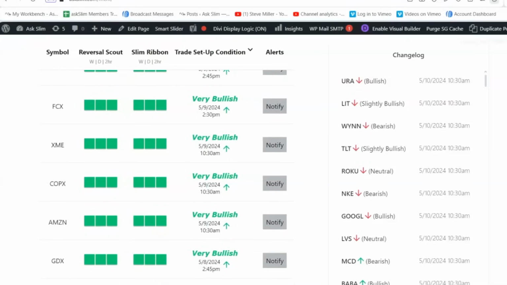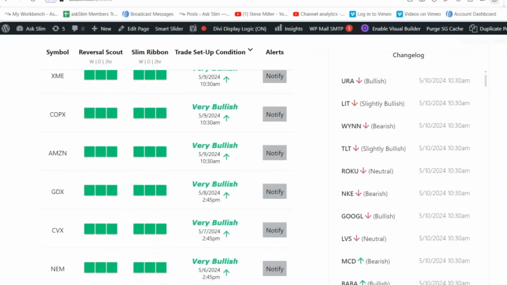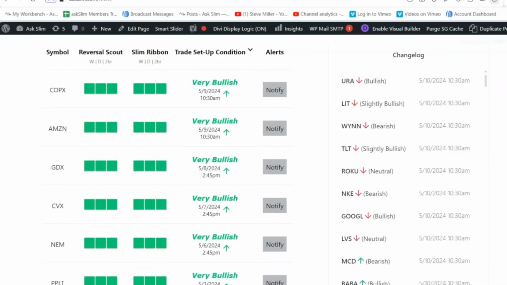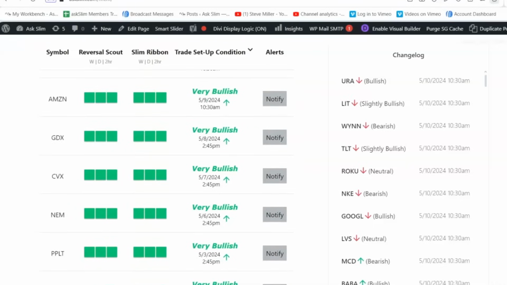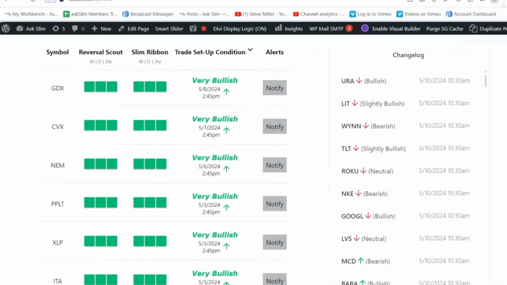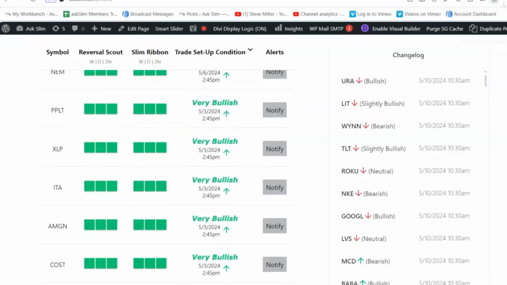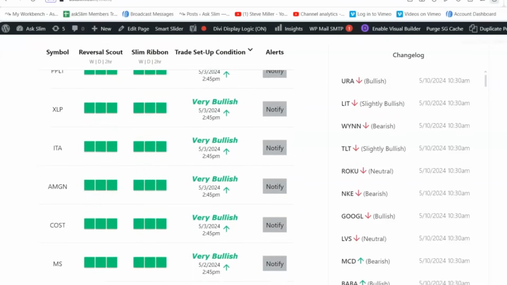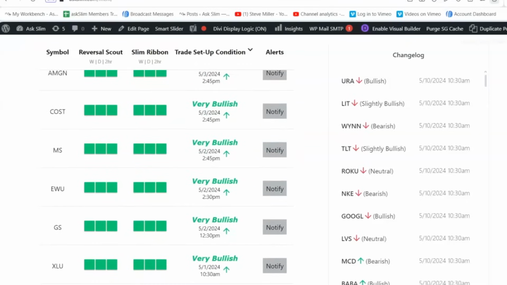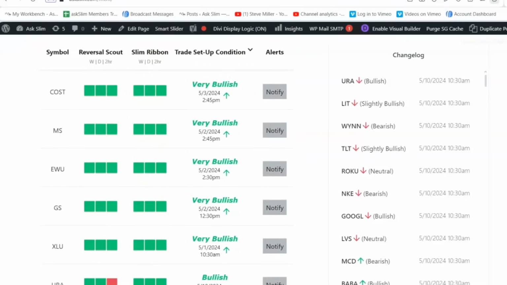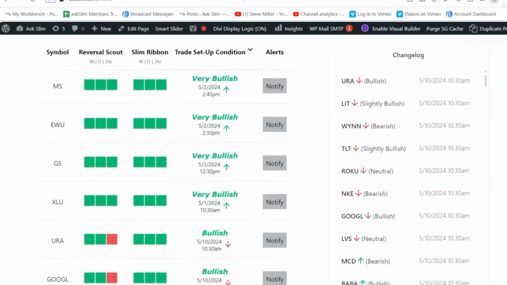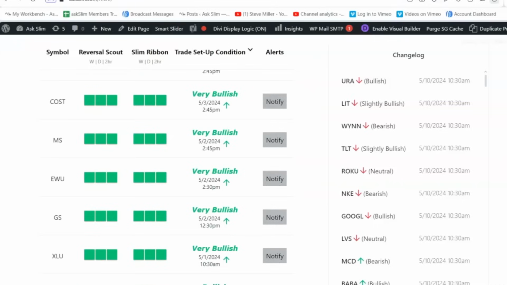Let's just scroll down a little further at everything that is very bullish, and you can see that copper, Amazon, GDX, CVX, Newmont, PPLT, XLP. Wow, that's very bullish. Italy, Amgen. Look at all the things that are very bullish in here. Costco. These are all short-term. Morgan Stanley, EMU, very bullish, and Goldman Sachs, XLU, which has been fantastic.